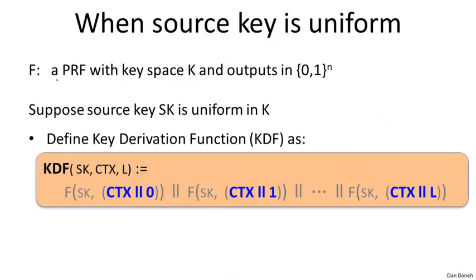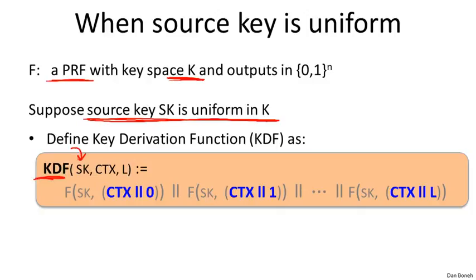So first of all, suppose we have a secure PRF that happens to have key space K. And now, suppose that it so happens that our source key SK is uniform in the key space K. In this case, the source key is in fact a uniform random key for the secure PRF F, and we can use it directly to generate all the keys that we need to secure the session. So in this case, the KDF is really simple. The key derivation function would just work as follows.